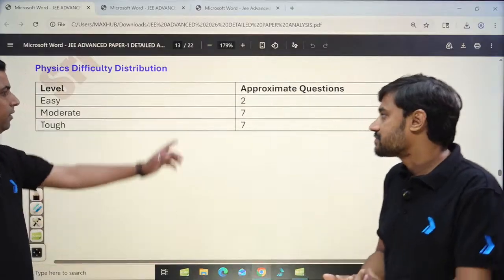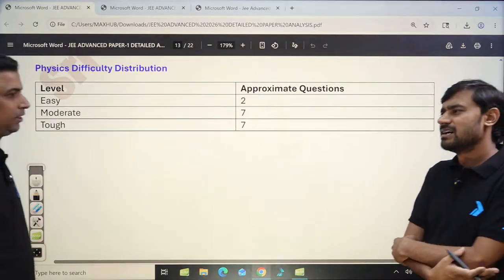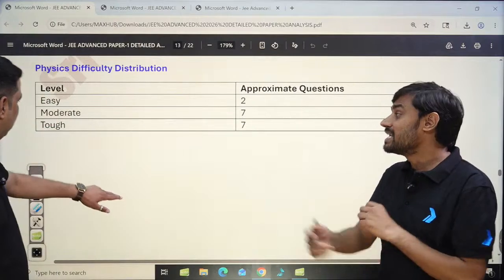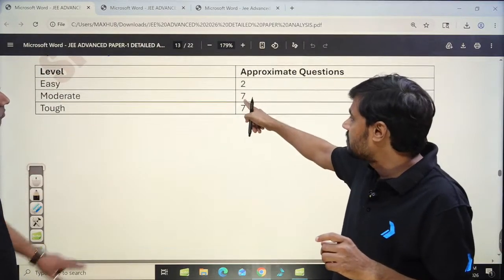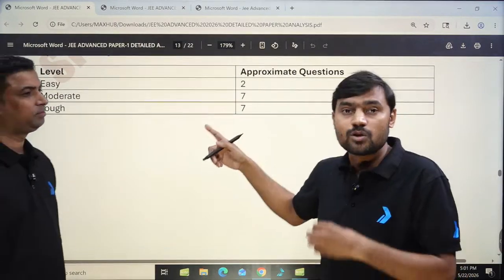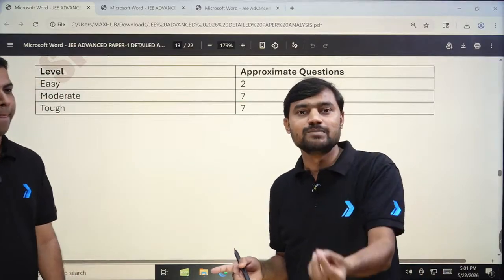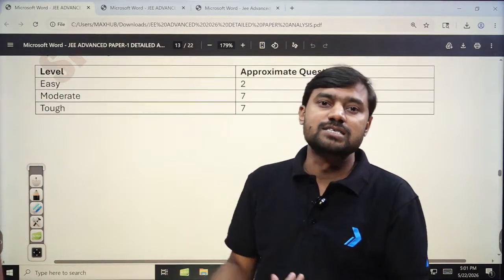So 9 questions were on the safer side for the JEE aspirants. But in these 9 also, there are some moderate questions which contain a lot of calculation. If you make a single mistake, then you will get a wrong answer.